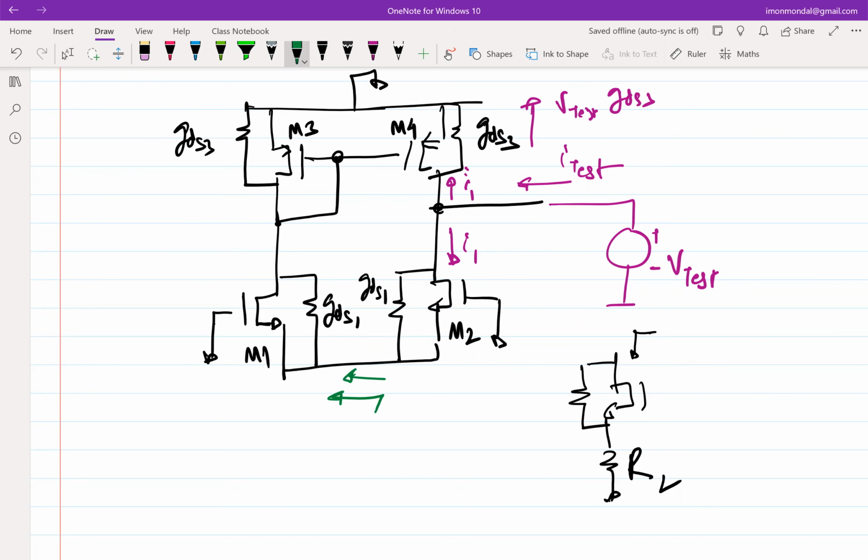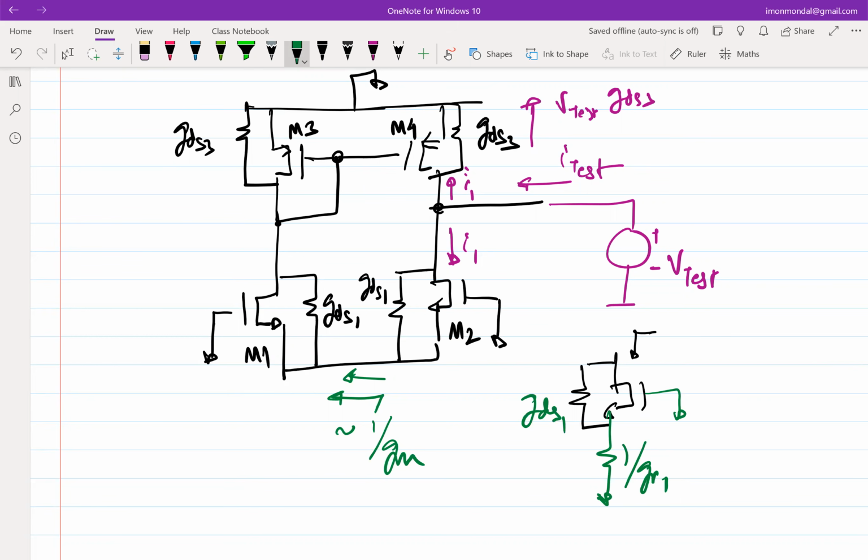1 over GM. I can also say this is 1 over GM plus GDS, but whenever there is a comparison between GM and GDS, GM wins. That's the thumb rule, right? So effectively, this is approximately equal to 1 over GM. Now, if this is 1 over GM, what will be the resistance looking from the top? I have 1 over GM1. GDS1. This is shorted. Yes.